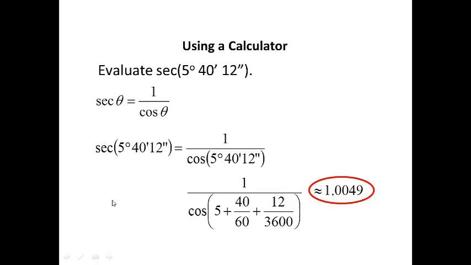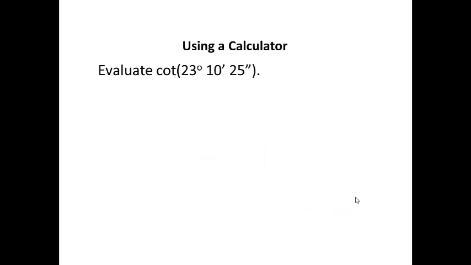Try and give 4 decimal places on these trig functions, just like logarithms, because if you round too much, all these numbers are going to be quite small. So if you don't have enough decimal places, you're going to round to the wrong place. Okay. Try this one on your own. See if you can get the cotangent.